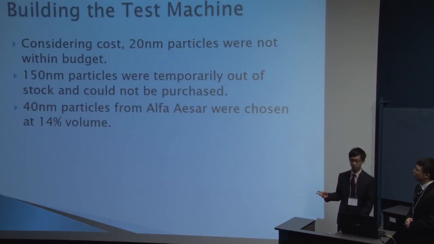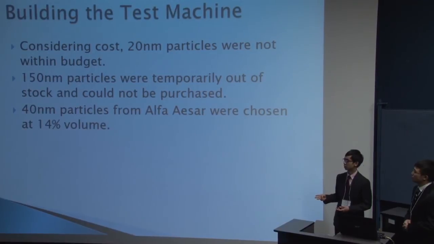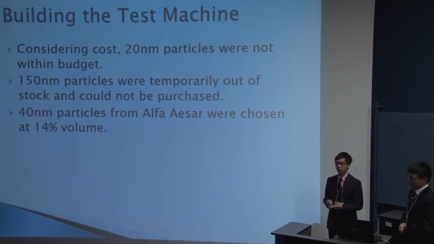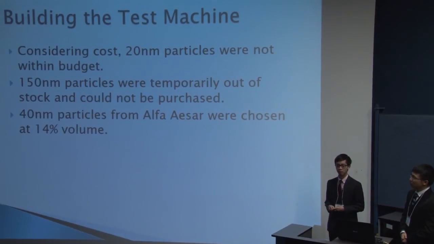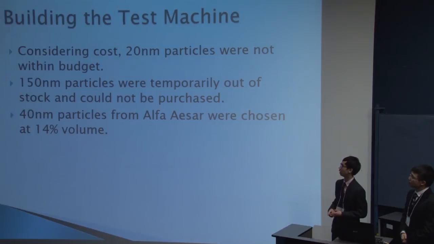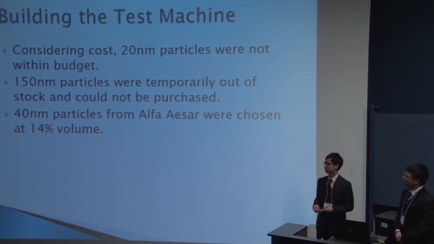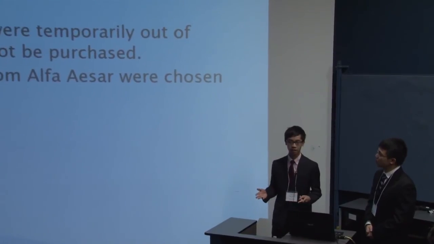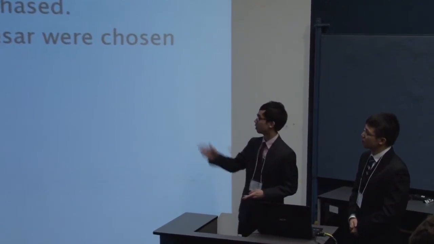So we considered three different particles: 20 nanometer, 40 nanometer, and 150 nanometer aluminum oxide nanoparticles. The 20 nanometer nanoparticles were out of budget, and the 150 nanometer nanoparticles were out of stock, unfortunately. So we were left with the 40 nanometer particles from Alpha Aesar to test with. We built this machine to test.